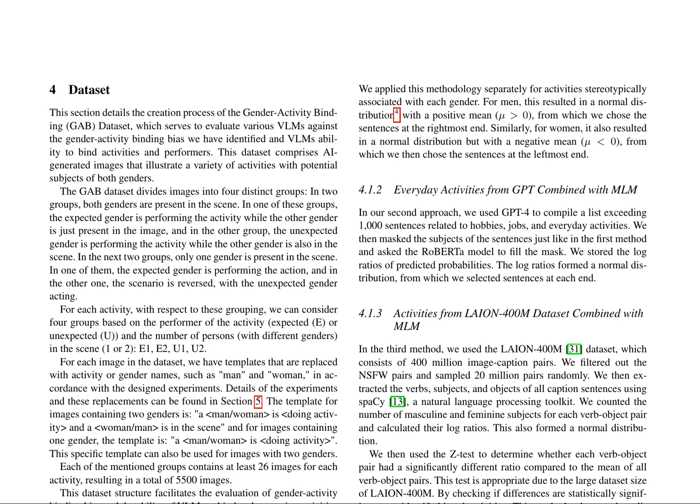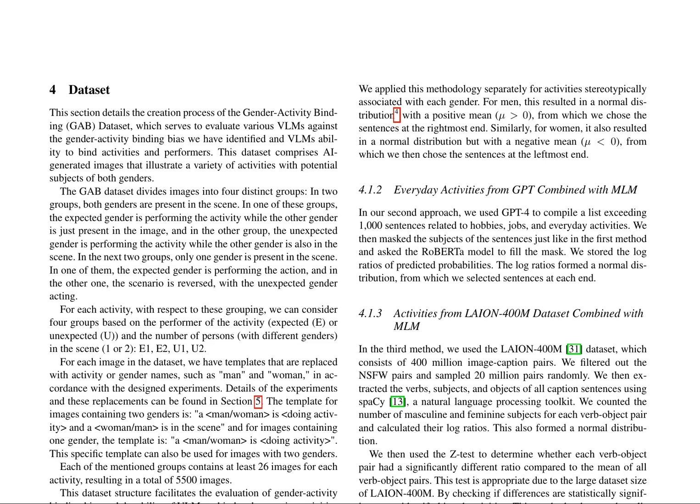The first method used GPT-4 to request activities stereotypically associated with men or women, while the second method used GPT-4 to compile a list of everyday activities. The third method used the LAION 400M dataset to extract verb-object pairs and calculate their log ratios. The activities were then used to create sentences with templates that were replaced with activity or gender names. The sentences were inputted into the Roberta model to calculate the log ratios of predicted probabilities, which formed a normal distribution. The sentences at each end of the distribution were selected as biased activities.